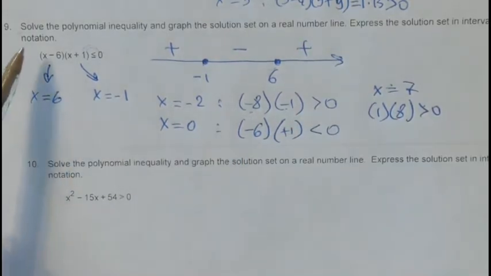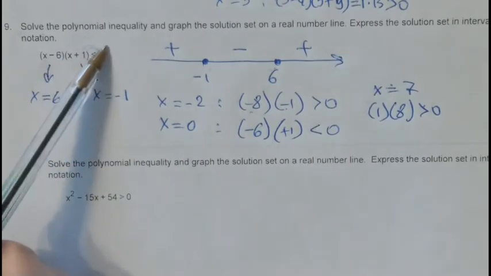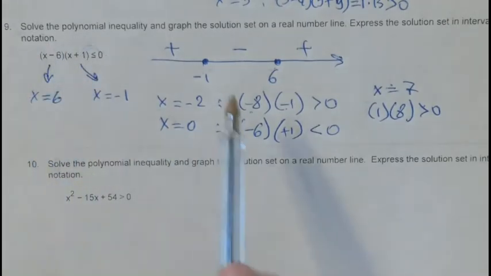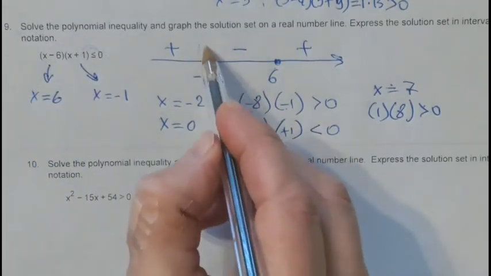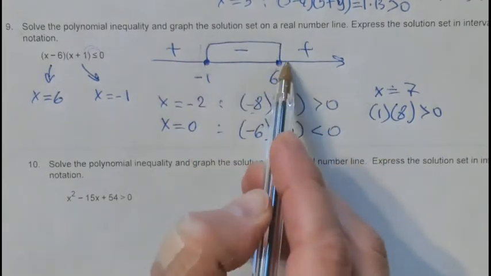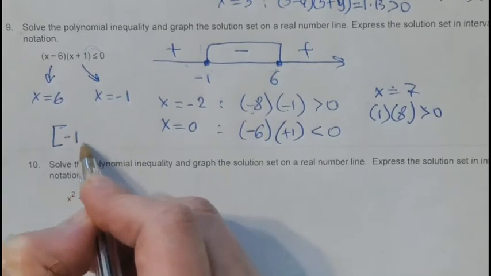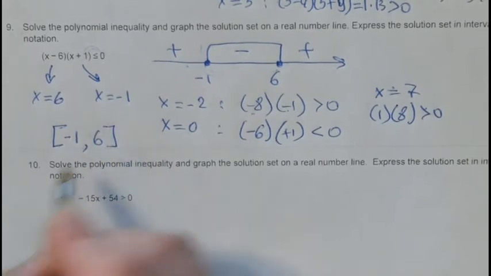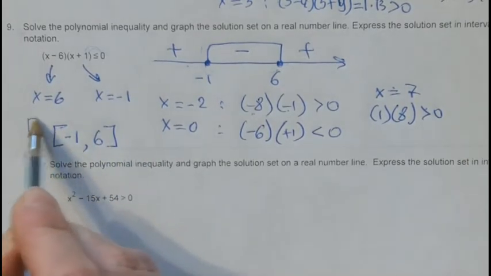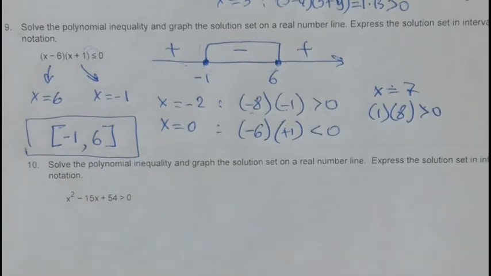So the question was where this function is less than or equal to 0, and it is in the middle, including the boundary points. So on the interval from negative 1 to 6, including negative 1 and 6, that's why we use square brackets.